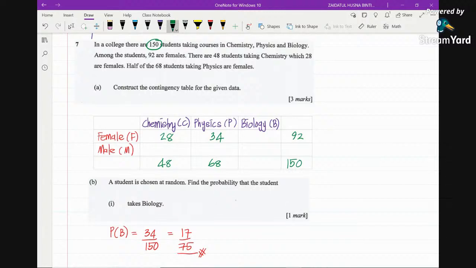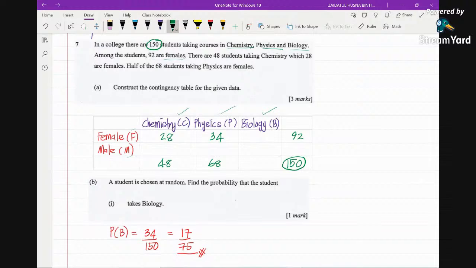All right, so now we need to construct a table. So we construct a contingency table for this given data. We know that the total of students is 150, so we put the 150 here. Because the question says taking courses chemistry, physics, and biology, so we put the events all here. And we denote some letters for the events. So I denote letter C for chemistry, letter P for physics, and letter B for biology. The next events are about the gender, right? So it's either female or male. Then I declare F for female and the letter M for male.